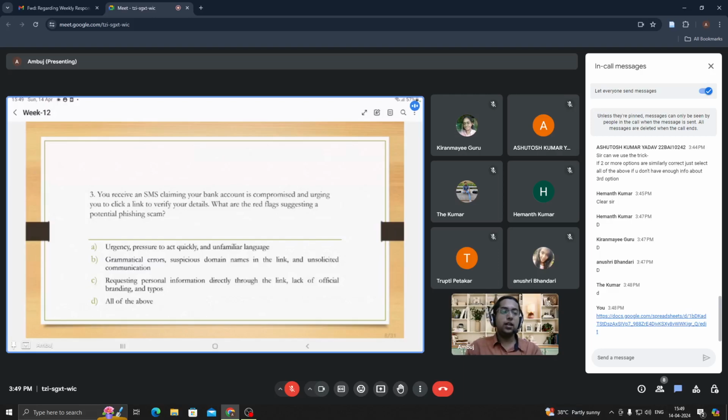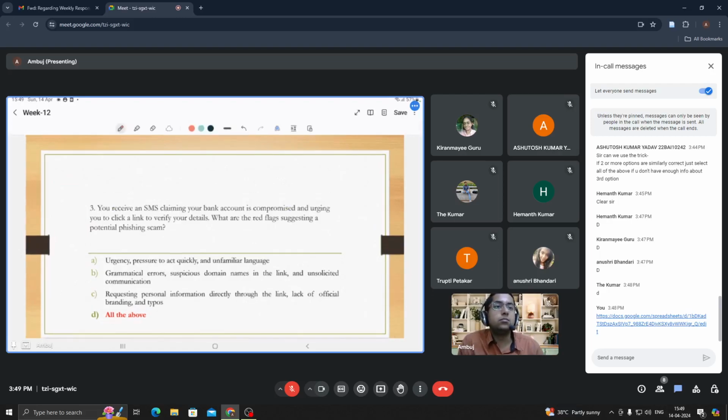Okay. Let me just reveal the correct option. I think a lot of people have answered. Yeah, it would be D, all of the above. Why? See, in the questions, like a visual question, I still remember, I have just made you solve it. A visual question was there regarding this particular SMS. In that SMS, an image was there, and from that image, you had to interpret what are the red flags. So similar to that question is this question only.